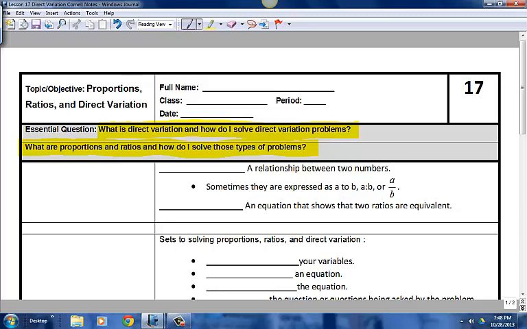So the first one is a ratio. Ratios are relationships between two numbers. Sometimes they're expressed as A to B, or A colon B, or A over B. Proportions are equations that show that our two ratios are equivalent. Those are proportions.